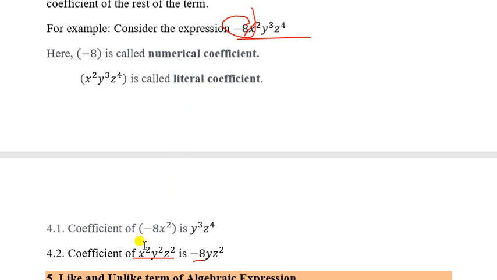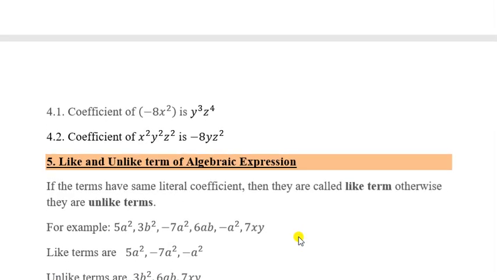But see here it is given y square, while in the expression it is y cube. That means from this expression we'll get 1 time y. And here it is given z square, but in the expression it is z to the power 4. So how many times is left? 2 times. So z square will come. So minus 8y z square is the coefficient of x square, y square and z square. In this way you have to find the coefficient of any expression.